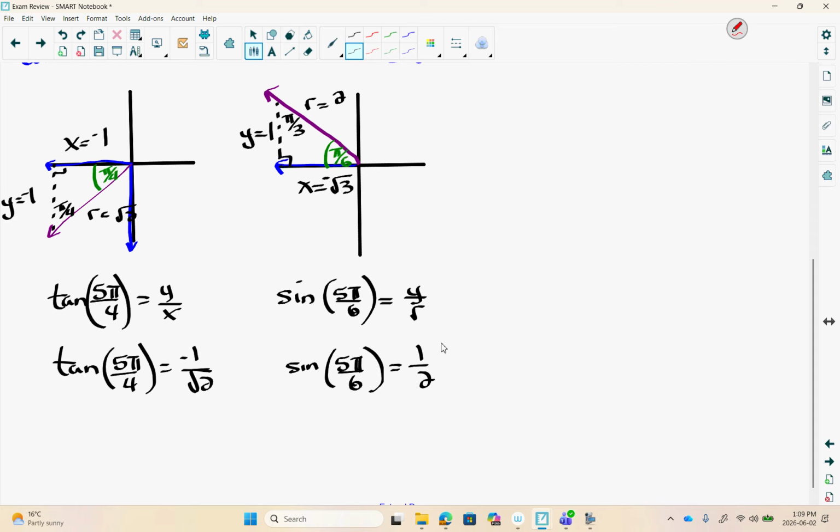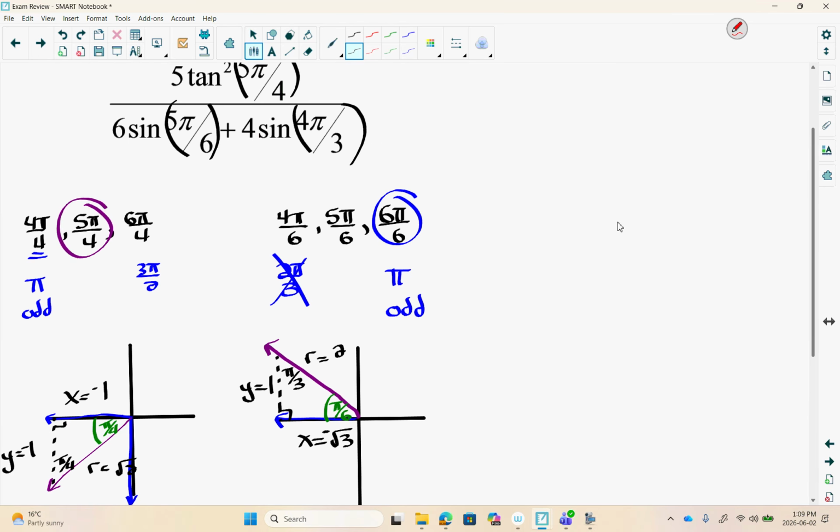Good? One more angle to sketch, one more expression to solve for, and then I've got to put it all together. What's my last angle?